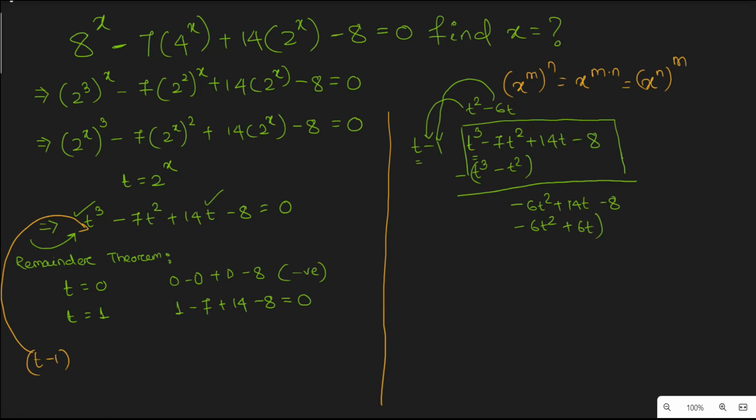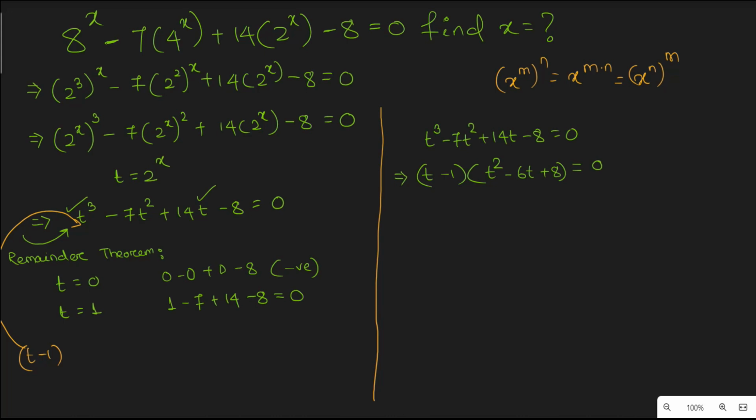Then let us subtract this one from it. Minus 6t square minus minus 6t square will cancel out. This is 14t minus 6t. It will become 8t minus 8. Now divide 8t by t. It will become plus 8. Now we can write 8t plus 8 minus 1 is minus 8. So the remainder will be 0.